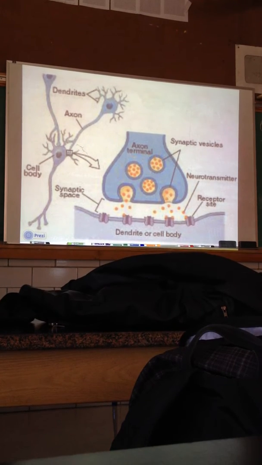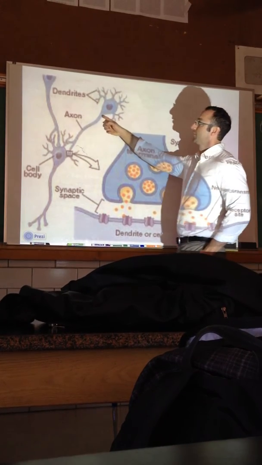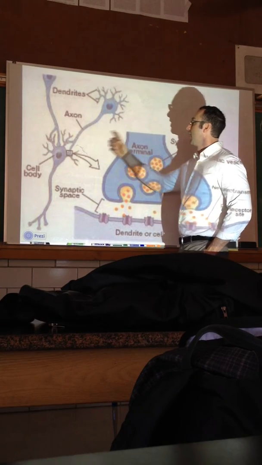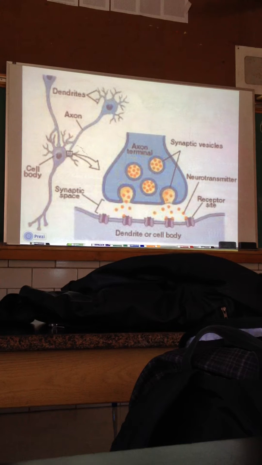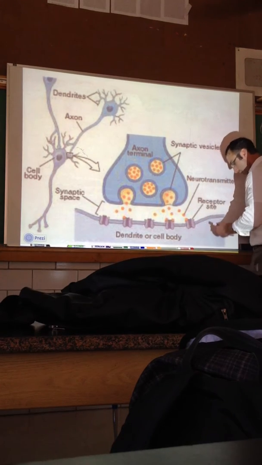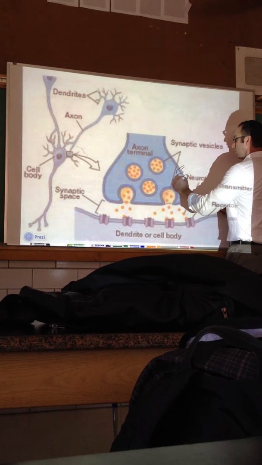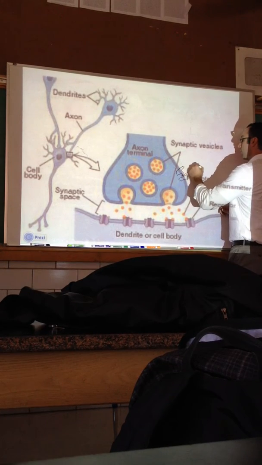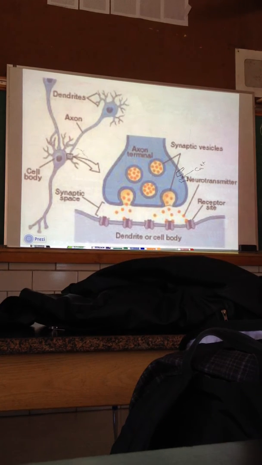The first step is that the action potential reaches the axon terminal. So we know that action potentials travel down the axon, and when it reaches the axon terminal, that's step 1. The action potential reaches the axon terminal. Step 2 isn't diagrammed on here, so I'm going to add it. Step 2, calcium channels open and allow calcium with a 2 positive charge to enter the cell.